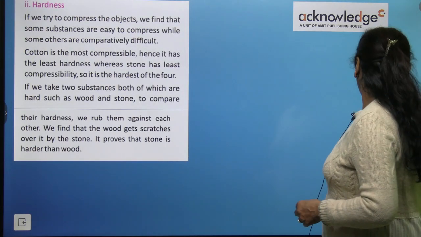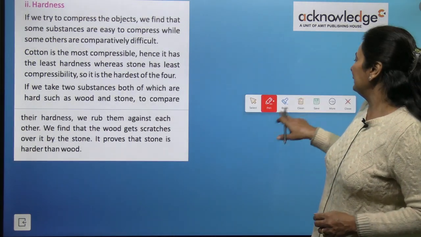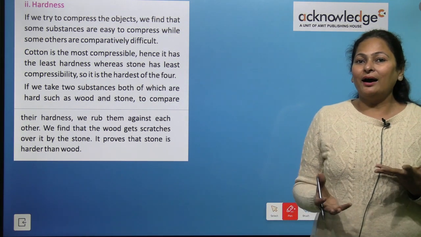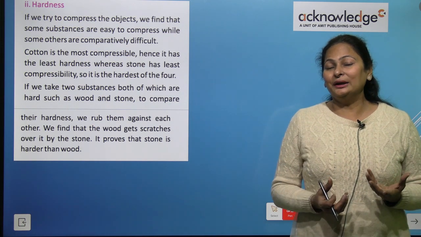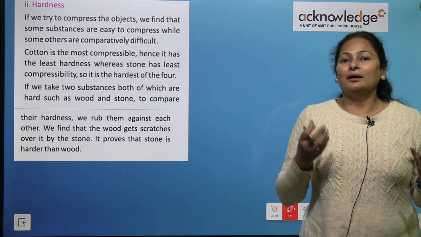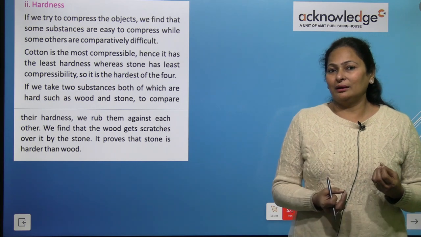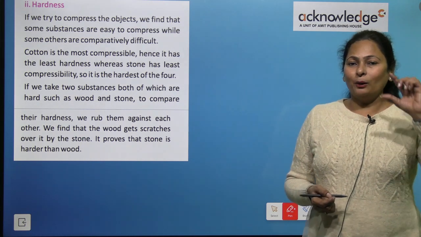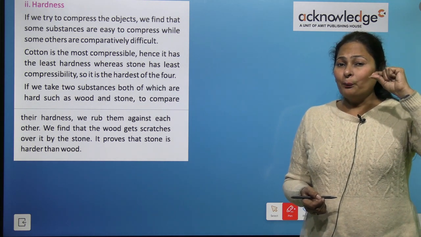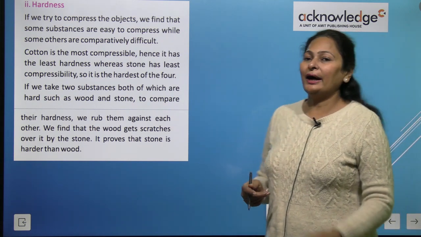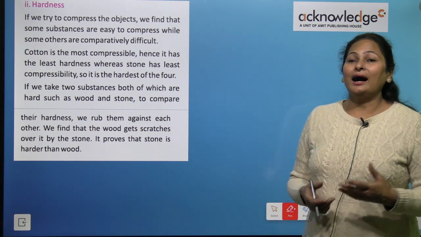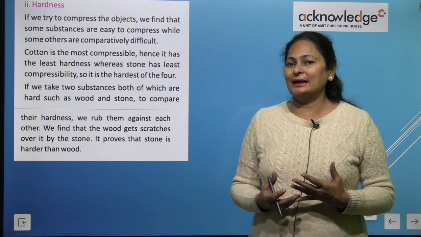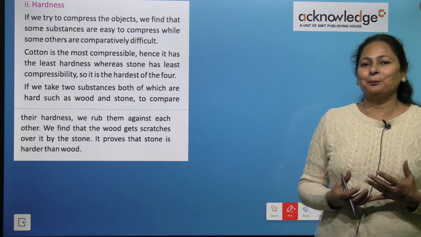So now next property of a material, it is hardness. How hard it is. It is hard, that is only we make some things with these materials, right? So if we try to compress the object, if you want to press it, what will happen? You find some substances are easy to compress and some substances that are very hard to compress.